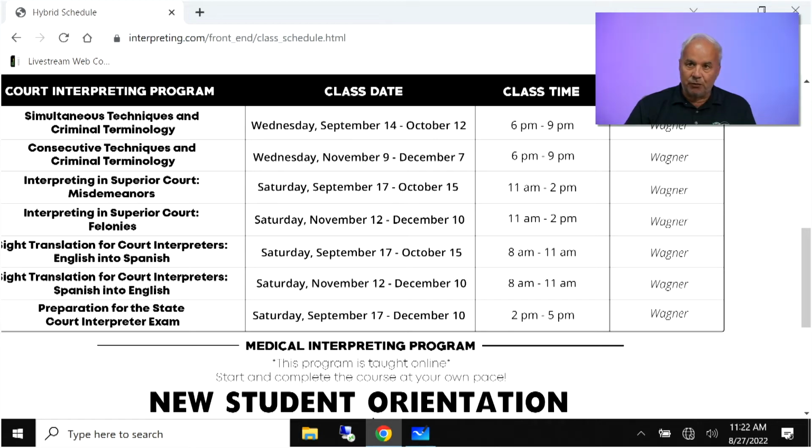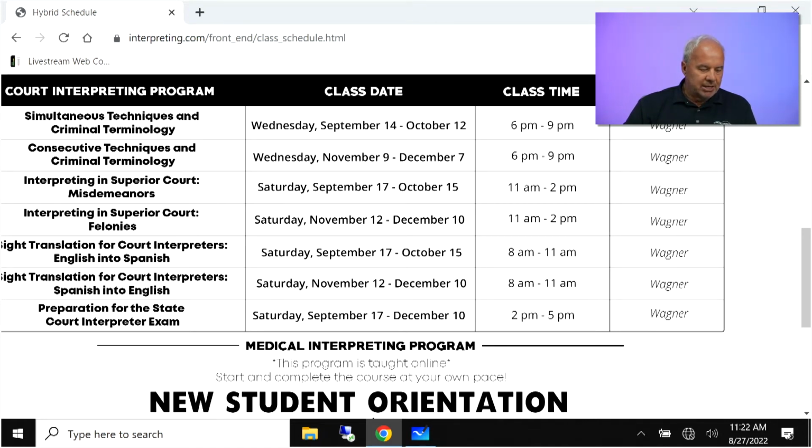That doesn't mean that they're offered at the same time, but both in the same quarter. And if you then take the felony course, which in this case is on November 12th, and then the Spanish into English, which is also November 12th, then what happens is that by December 10th, the only thing you need to take is the preparation for the court interpreter exam, which will be offered in January and which will end in March. And usually the state exam is in March.